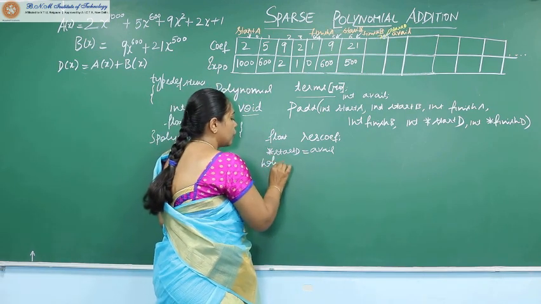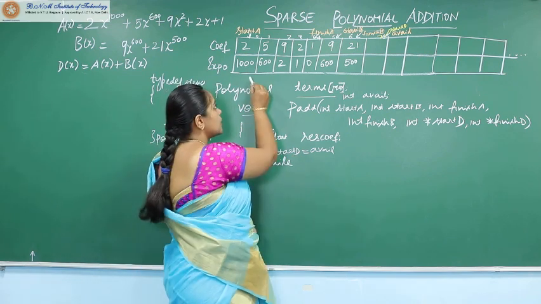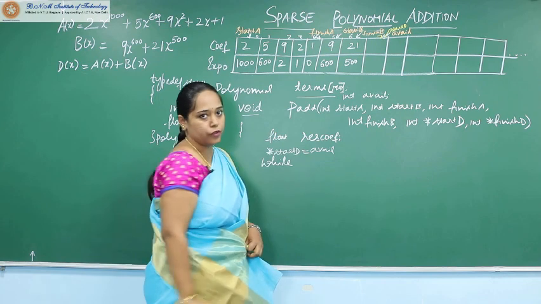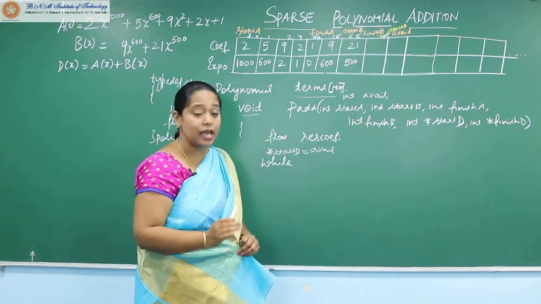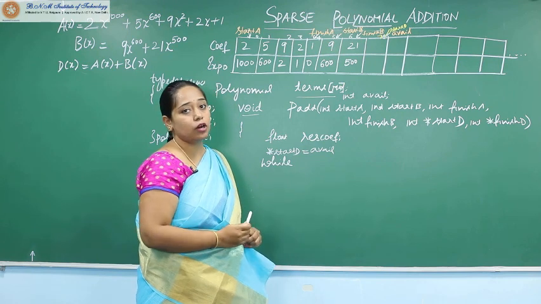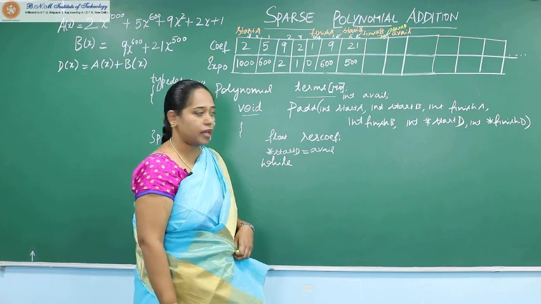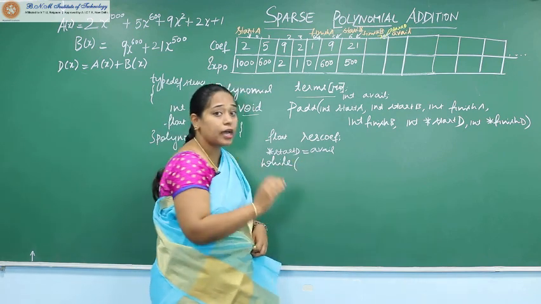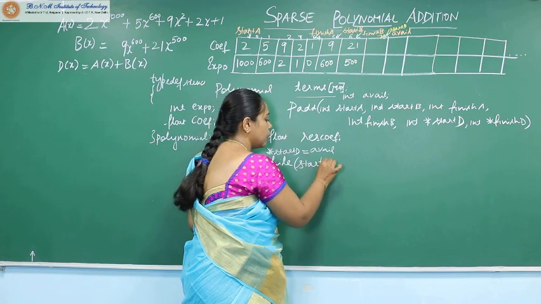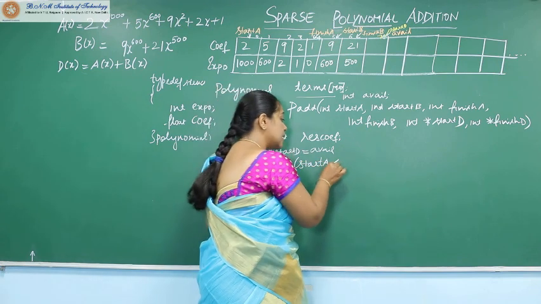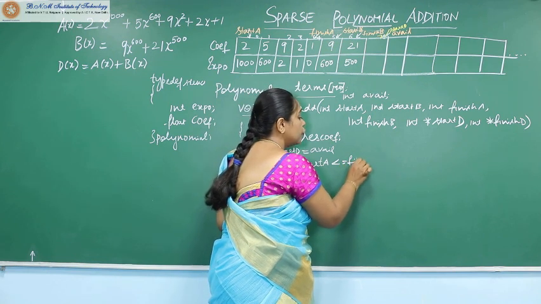Next, I'll go for a while condition. So long as start A is less than or equal to finish A and start B is less than or equal to finish B. Meaning, so long as there are terms in polynomial A and there are terms in polynomial B, we have to continue our task. So how do I write that? So long as there are terms in polynomial A, start A is less than or equal to finish A.